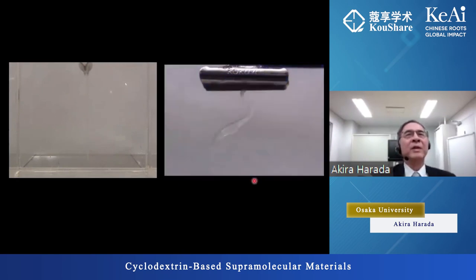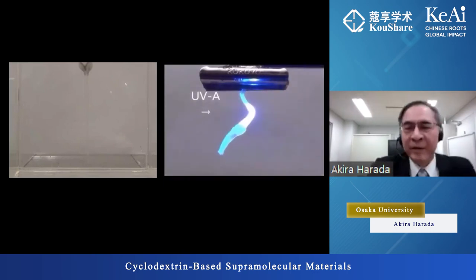When we use the dried sample gel, supramolecular dried material, the response is very quick. When you irradiate with UV light, 280 nanometer, they bend toward the incident light. But by irradiation with another UV light, 280 nanometer, they go back to the original shape. These changes are very quick and repeated many times.